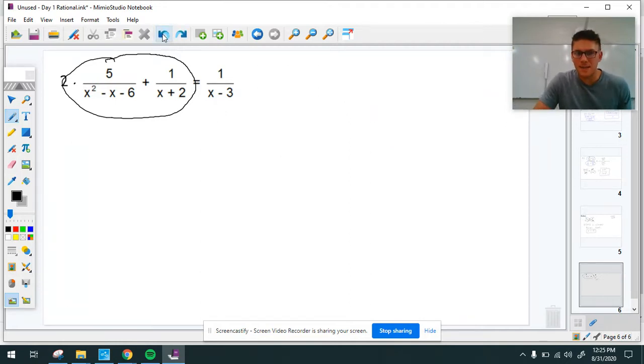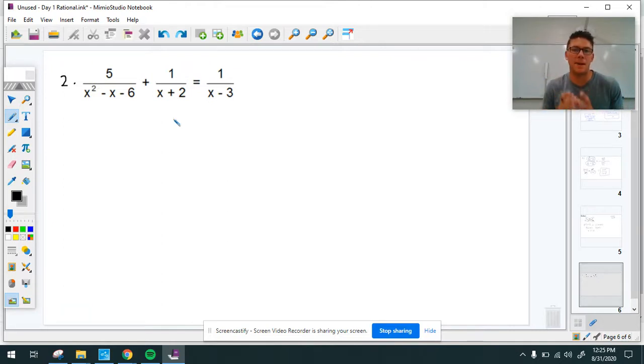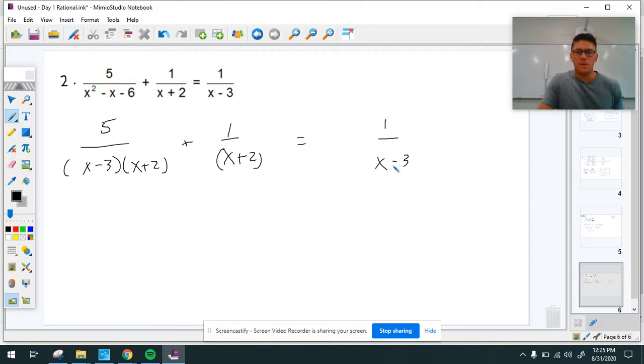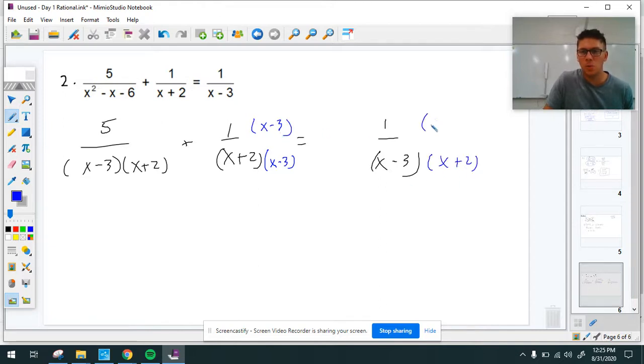So you could add them, and that's not bad to do. You could still get to the correct answers. But what could be easier sometimes is just to make them all the same denominator and then get rid of that denominator. And here's what I mean by that. If you were to factor this, x minus 3, x plus 2, plus 1 over x plus 2 equals 1 over x minus 3. If you decided to just do this, one needs an x minus 3. This one needs an x plus 2.